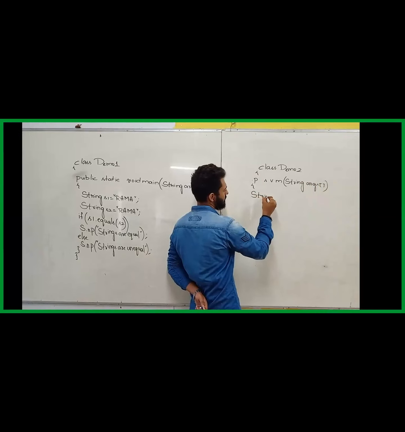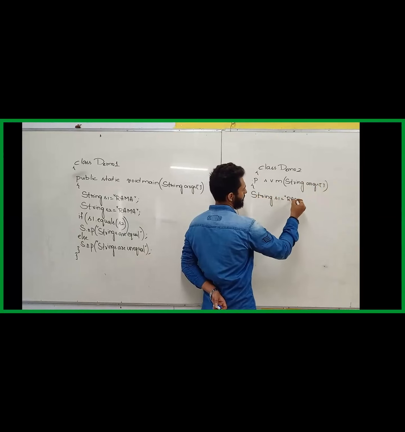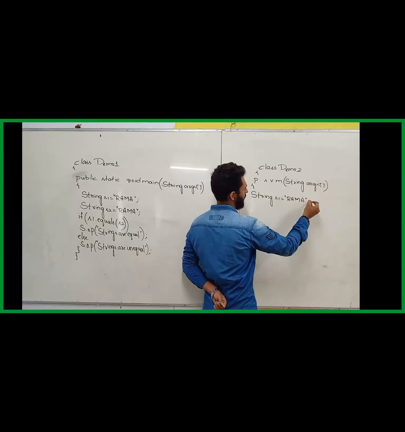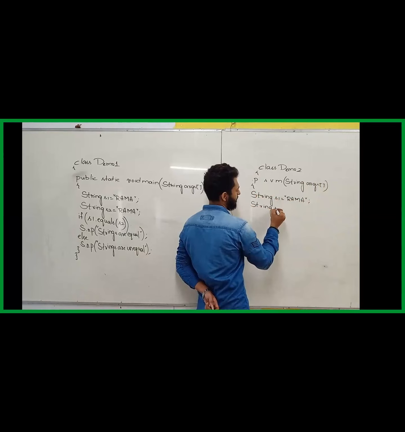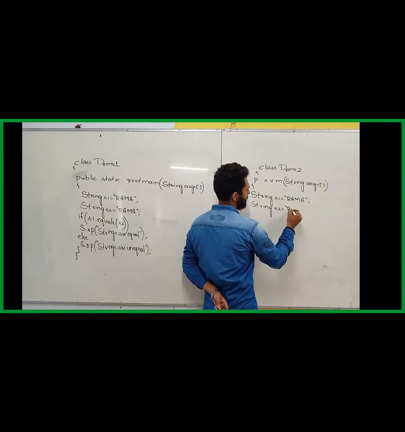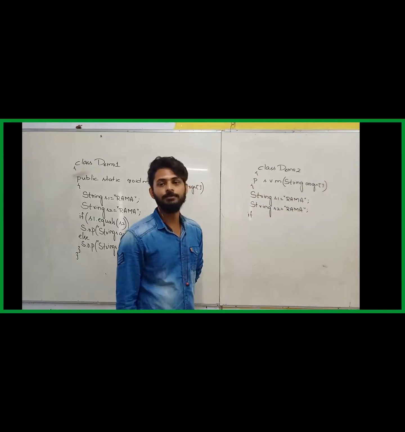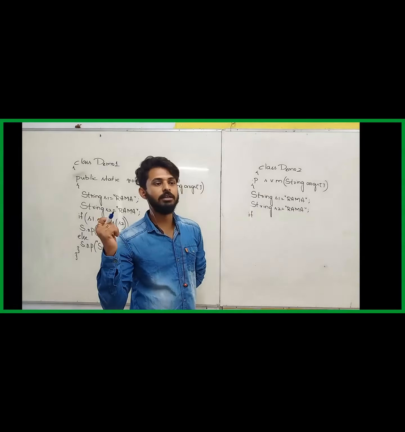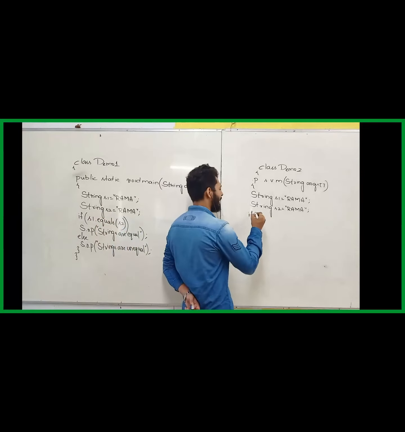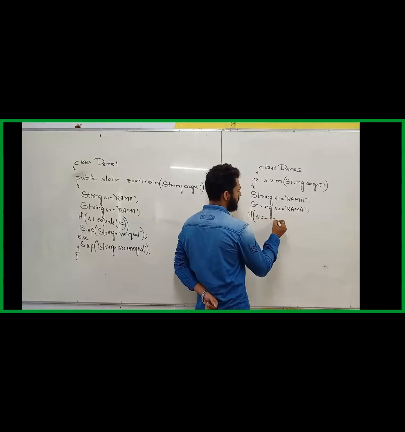String type s1 equals Rama. The other one is String type s2 equals Rama. And now what do I want to check here? I don't want to check whether the values are the same or not, because I have already written that program. Now I definitely want to check if s1 is equal to s2.